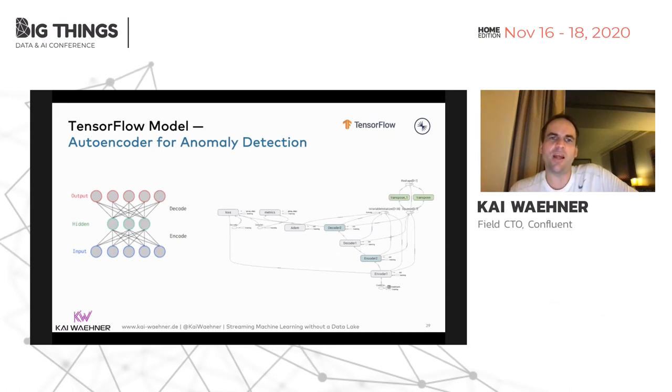As I said, in this case, I use an autoencoder, an unsupervised deep learning algorithm for doing anomaly detection. But no matter what it is, it's just a binary. It's a model. In the case of TensorFlow, it's protobuf. With other tools, it's binary, it's proprietary, whatever it is. It doesn't matter. It's a model which you can ship somewhere and deploy it.